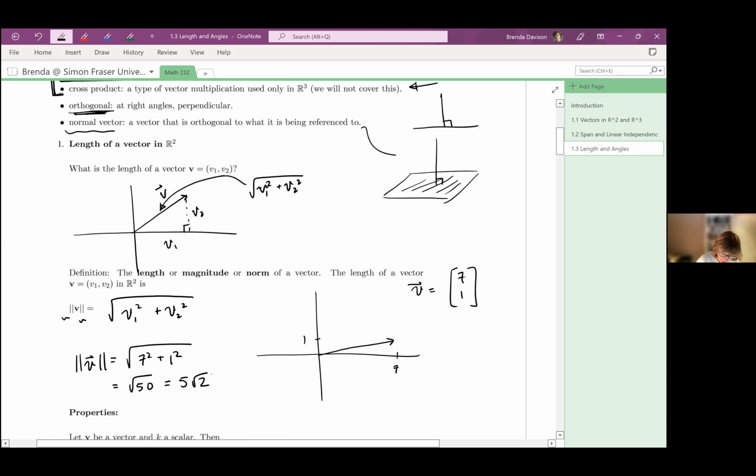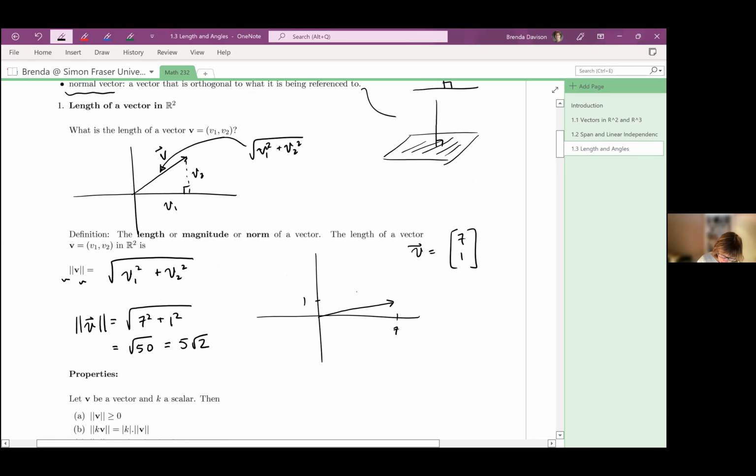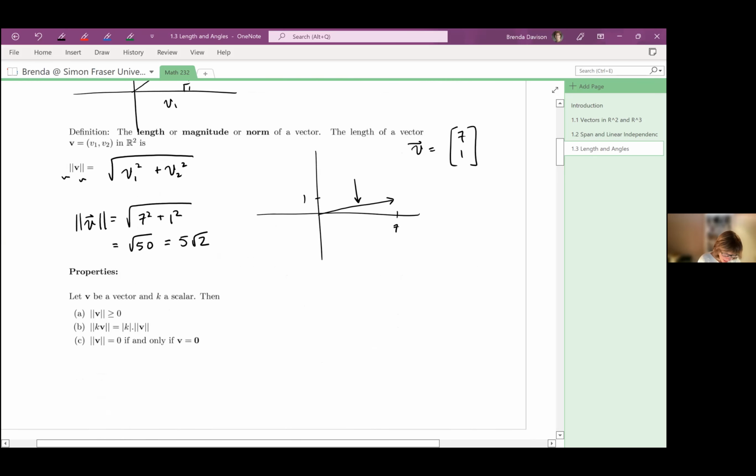Okay, so that is the length of that vector, this length right here, how long that thing is. Okay, some properties of length or norm. So norms are always positive or zero. And if they are zero, then the vector is the zero vector.